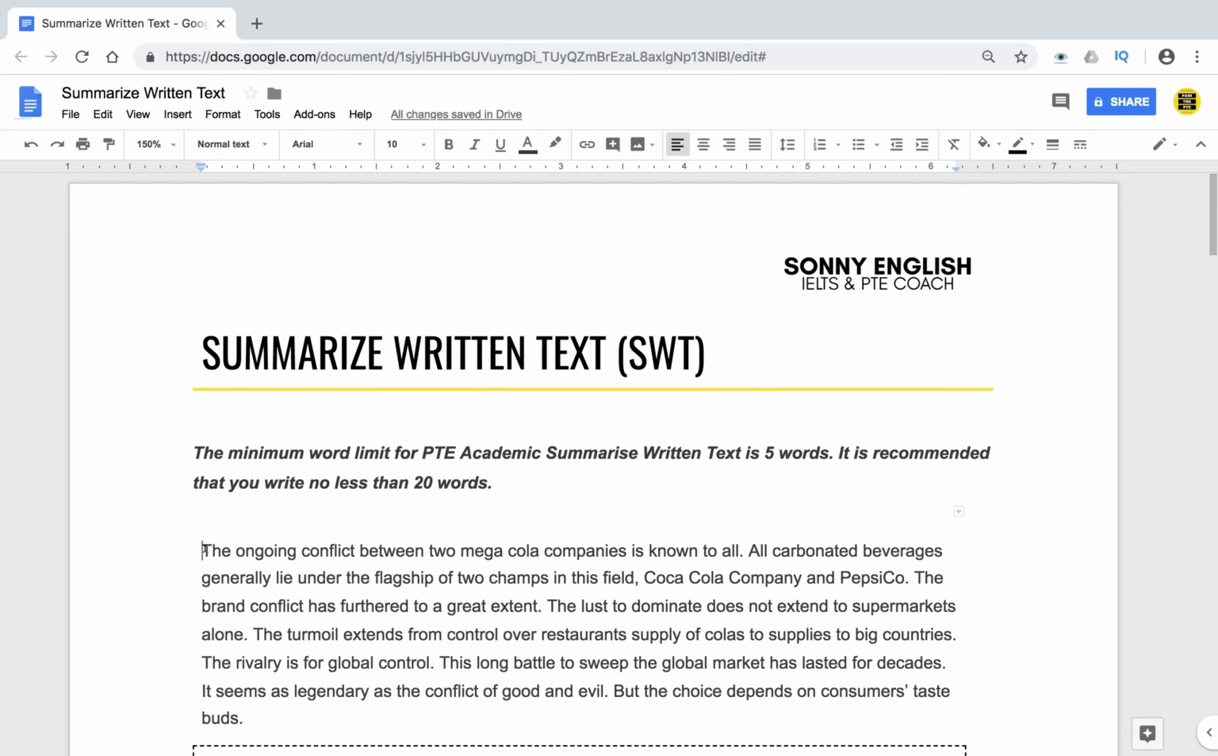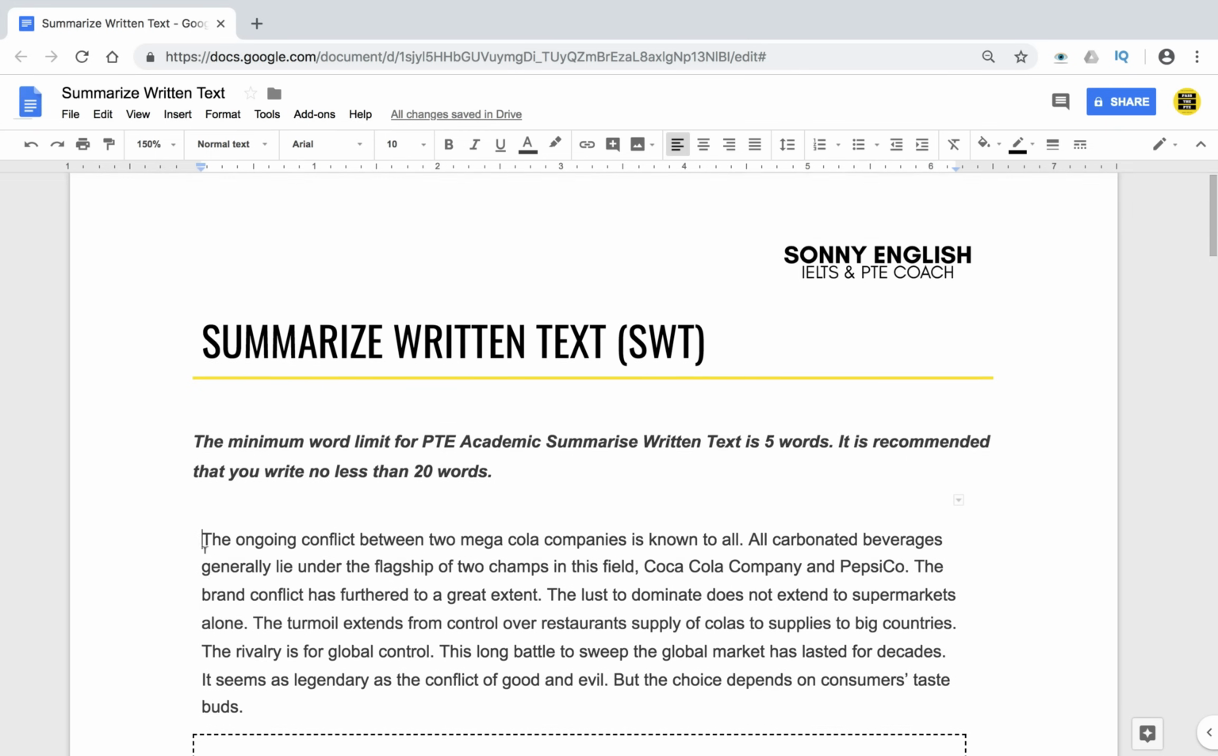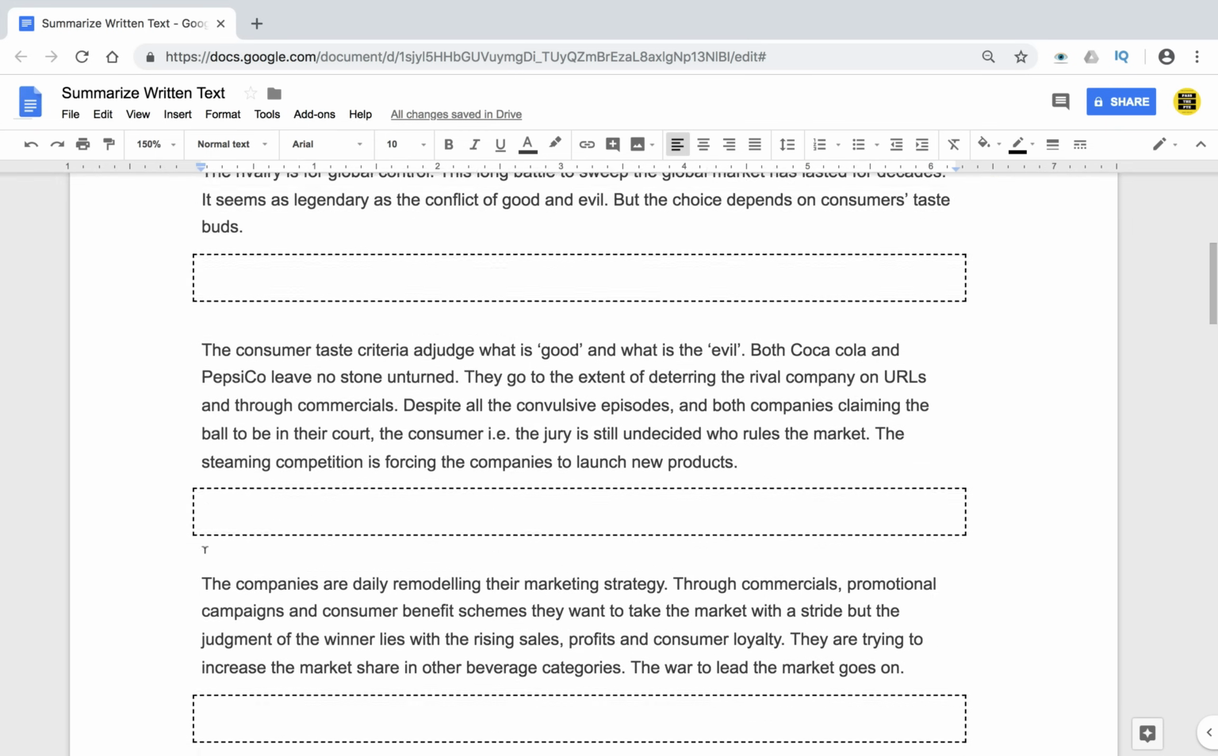Okay, so if you remember from the summarized written text overview, I mentioned that we will not be writing anything near 75 words. We're going to be shooting for 20 to 40 words. So that's the first thing. And then the second thing is we will not be reading the entire passage. So as an example, here is one of the passages that they'll give us, okay?